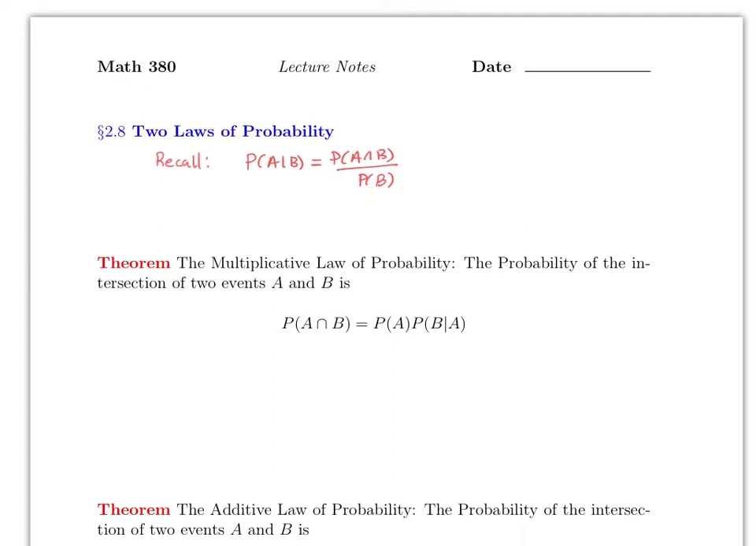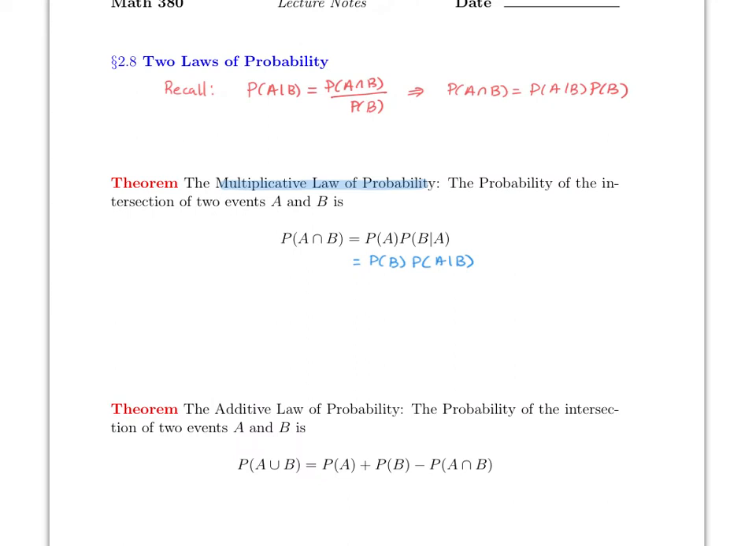Alright, so in this section, when we talk about two laws of probability, we technically already talked about them before, so now we're just going to be more official about it. Here, you just do a little algebra. You can see that the probability of A and B equals the probability of A given B times the probability of B. That's what we're going to call the multiplicative law of probability, which you can also write as the probability of B times the probability of A given B.